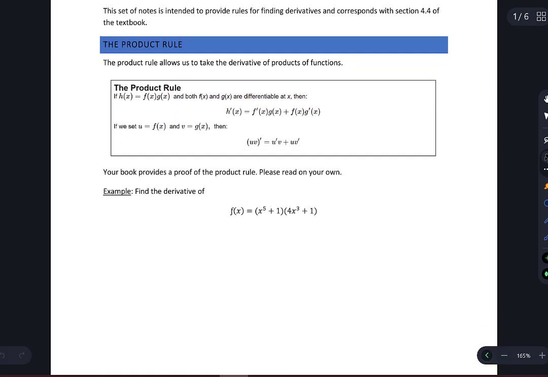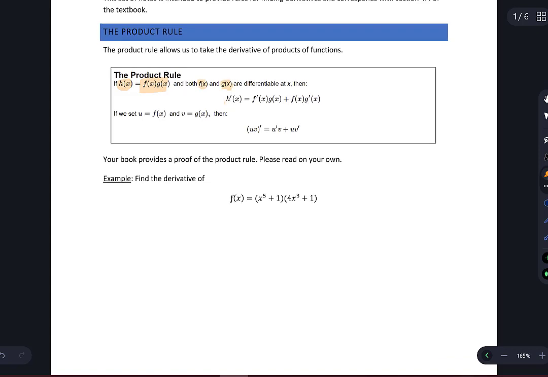So here in this box we have the product rule summarized for us. The product rule says if we can write a function as a product of two other functions, and both of those functions are differentiable, then the derivative of the function, which is the product of the other two, is equal to the derivative of the first function times the second, plus the first function times the derivative of the second function. Now notice the use of h, f, and g here are arbitrary.